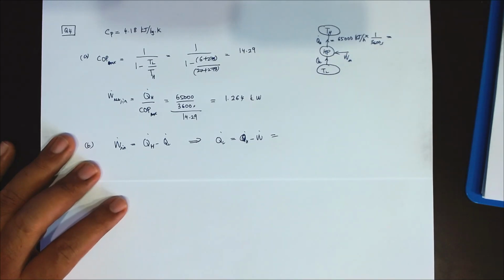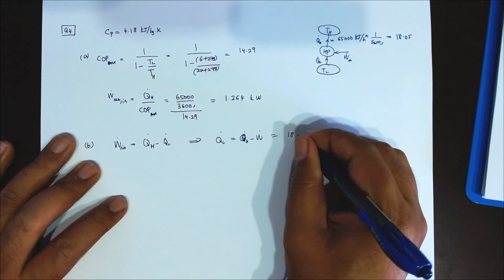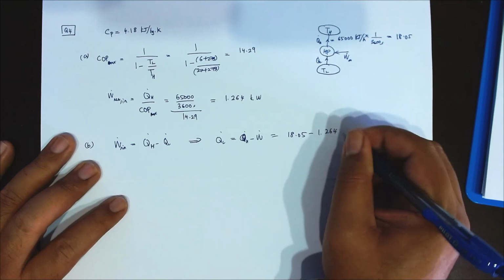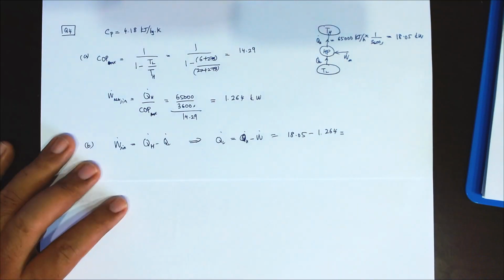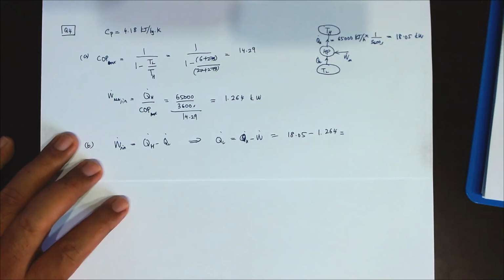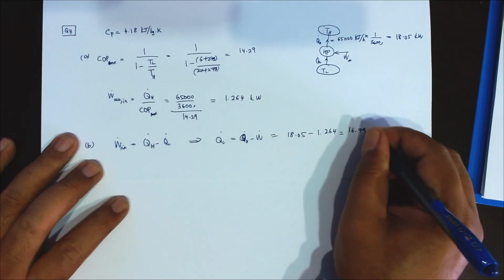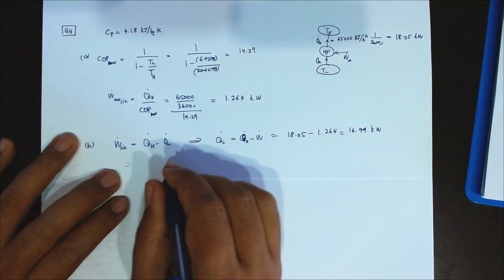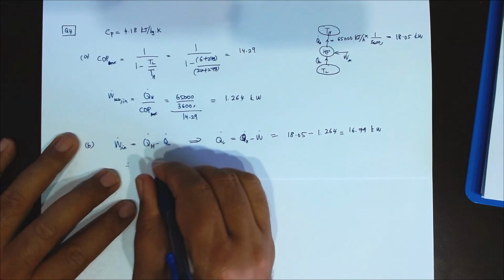Divide by 3,600, so 18.05, minus 1.264. Because this one is kilowatt and this one is also kilowatt, we can simply subtract. So 18.05 minus 1.264 gives 16.79 kilowatt.